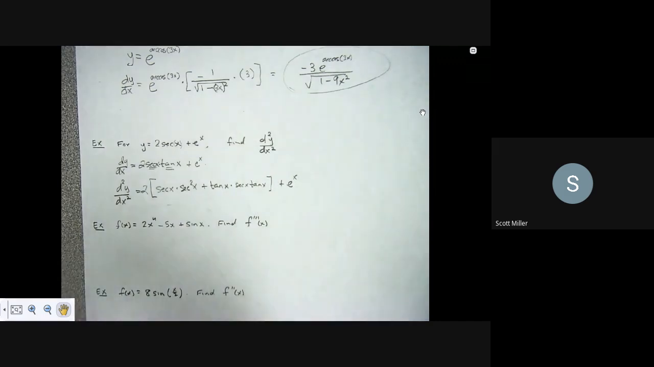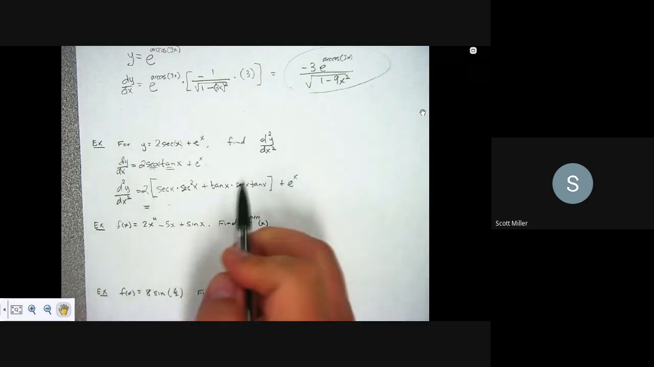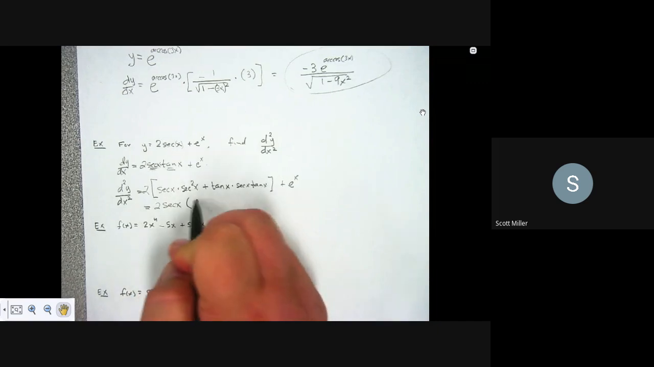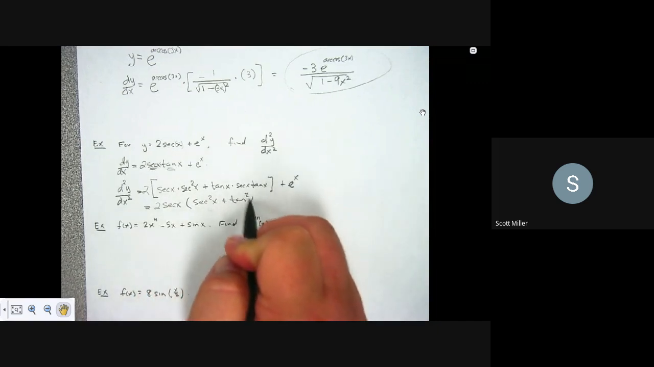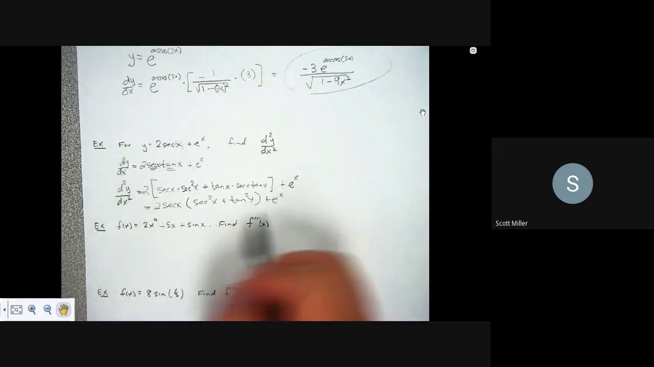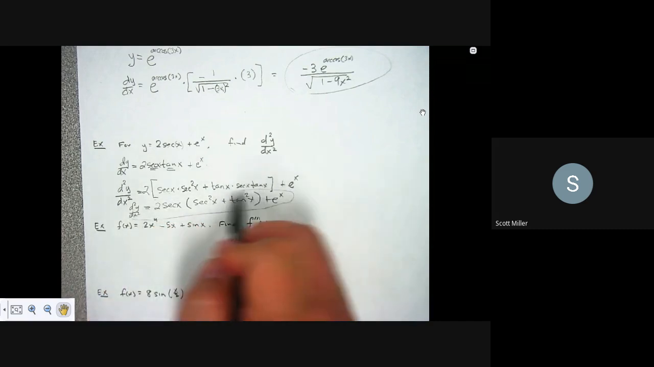You can stop, do whatever you need to do after that. If you need to simplify it, you can do so. These all have a common factor of secant, so I can bring out the 2, the secant of x, and I would have a secant squared of x plus a tangent squared of x left over, and don't forget plus e to the x. So that would be my final answer right there. That is the second derivative.